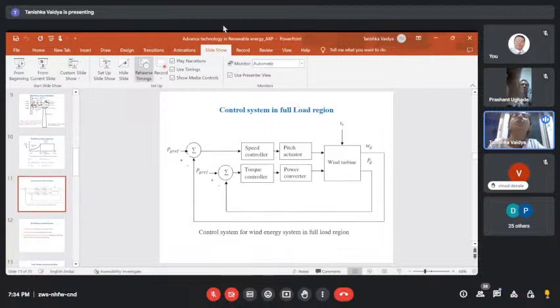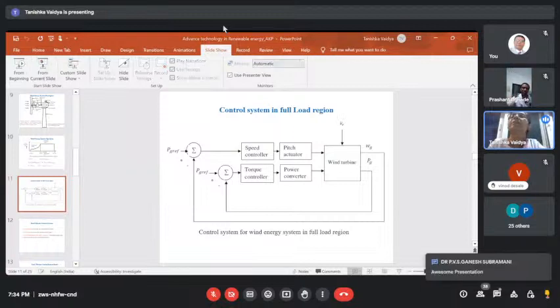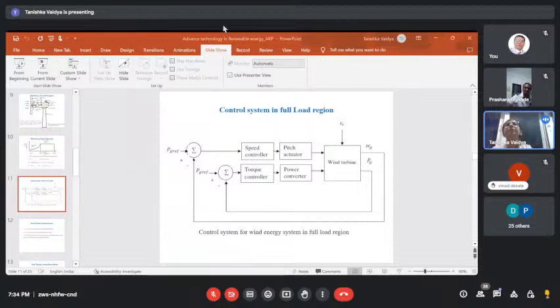So this is the control system which is used in a wind turbine. Wind turbine is there, so a speed controller is there, a torque controller is there. These are the major controllers, and they are used in full load region. In partial load region, only a speed controller is there, because torque is already less in partial load region. Now, basically, fault tolerant control.